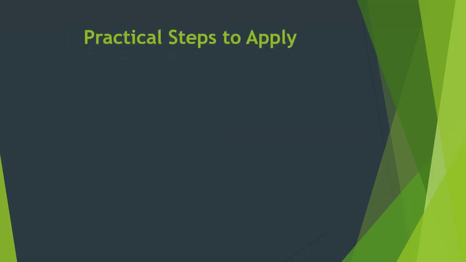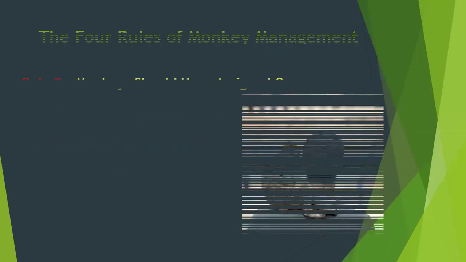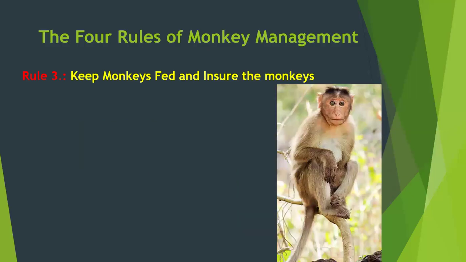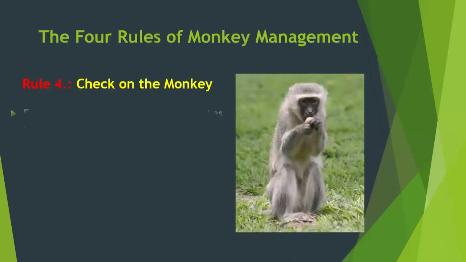Now, we are moving to the practical steps to apply. I will recap the 4 rules. Rule number 1 stated that monkey should be fed or shot. Rule number 2 stated that monkey should have an assigned owner, that clearly assigns tasks to a specific individual. Rule number 3 stated that monkeys should be fed and insured. Rule number 4 stated that you check on the monkey, I mean, ensure monkeys are progressing and adjust as needed.